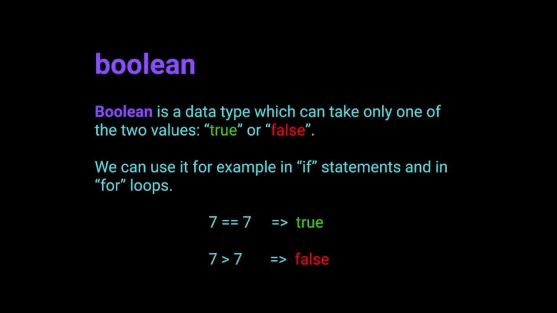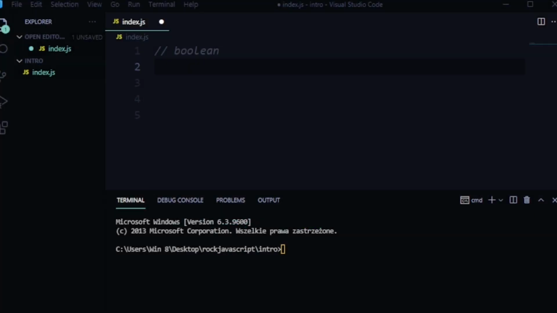Boolean. Boolean is a data type which can take only one of the two values, true or false. We can use it, for example, in if statements and in for loops. And those are actually super simple examples. 7 is equal to 7, that's true. 7 is greater than 7, no, it's false. And a quick example how to use Boolean in if statement.